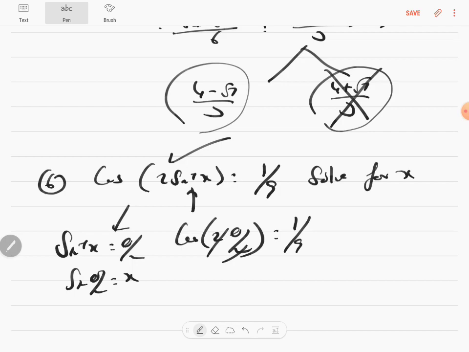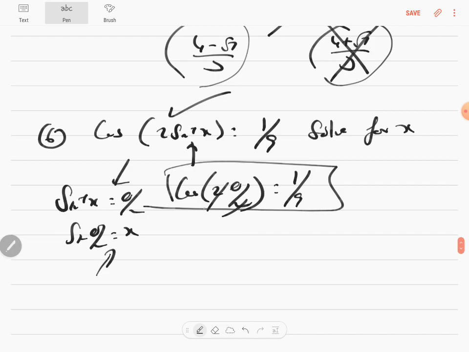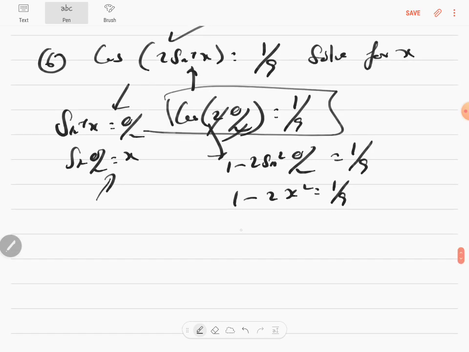Is it 1 by 9? Okay. Cos theta is 1 by 9. So theta, therefore, solve for x. And we got cos theta as 1 by 9. And you know that sin theta by 2 is x. And you can write cos theta as 1 minus 2 sin square theta by 2, which is equal to 1 by 9. So 1 minus 2x square is equal to 1 by 9. So 2x square minus 1 plus 1 by 9 is equal to 0. So 18x square minus 9 plus 1 is equal to 0.